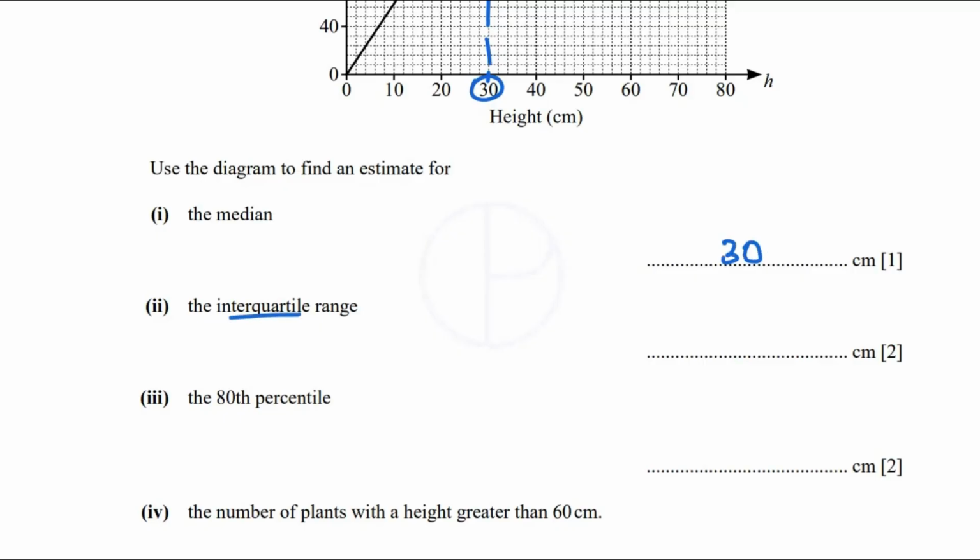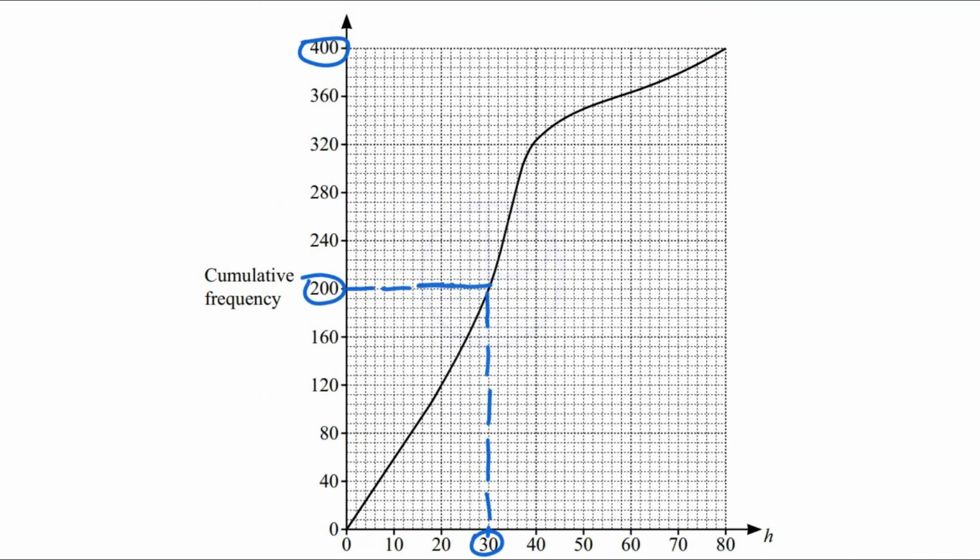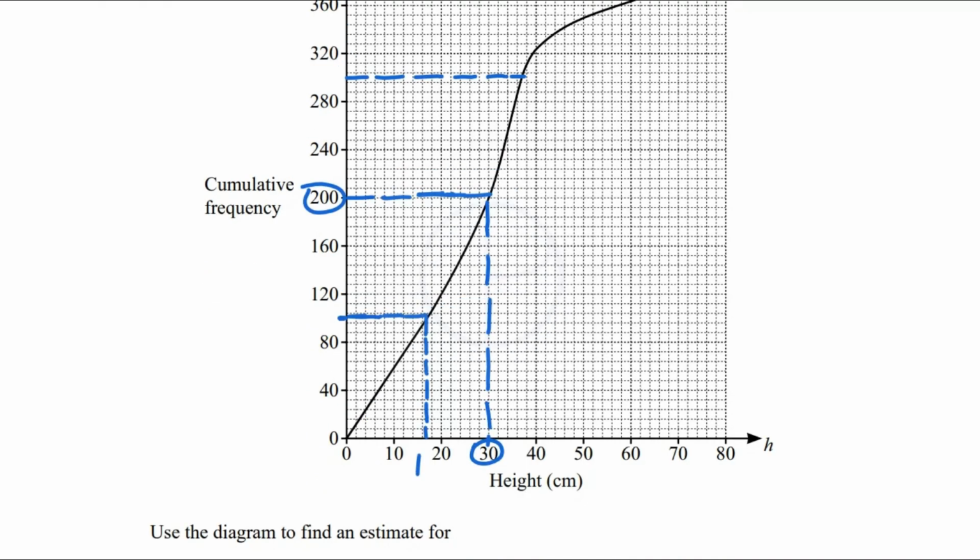Next, find the interquartile range. Interquartile range corresponds to the 1 by 4th value of the total cumulative frequency, which is 100. 1 by 4 times 400 is 100. So that will be here. And 3 by 4th of 400 is 300. The corresponding value will be here in the middle, which is 17 here and here.